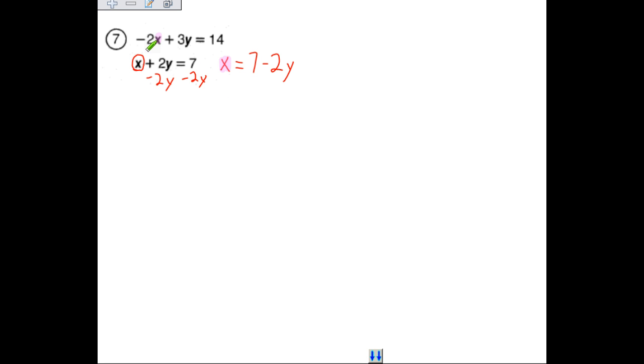Plug in x, which is the same as this one. Make sure when you plug it in, since there's a coefficient, use parentheses. So we'll have negative 2 times 7 minus 2y, and then plus 3y equals 14.